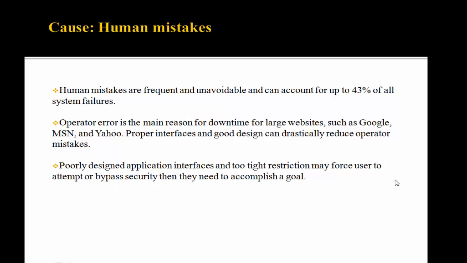Human mistakes can be blamed for 43% of system failures. It happens everywhere. We are all human, and we make mistakes. We can avoid those mistakes if we use our common sense and the right design when we develop the application. Poor design is to blame, and so are tight restrictions.